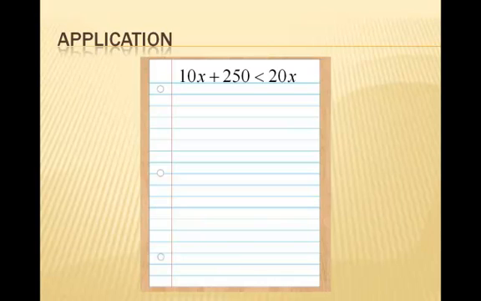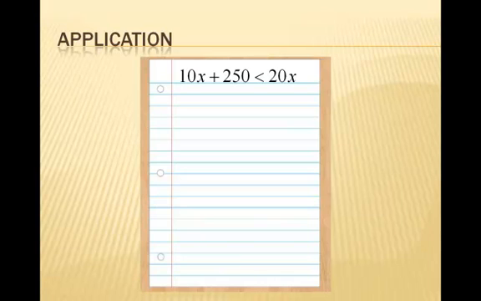You'll notice in this one, on the left, I've set up the cost of Plan A. So x represents the number of hours the job will take. So $10 per every hour plus the $250 flat fee. And on the right, we have Plan B, which is just $20 multiplied by every hour. And since we want to know when Plan B will be more expensive than Plan A, that's why I have that Plan B is greater than Plan A.